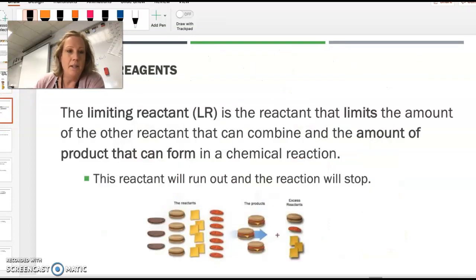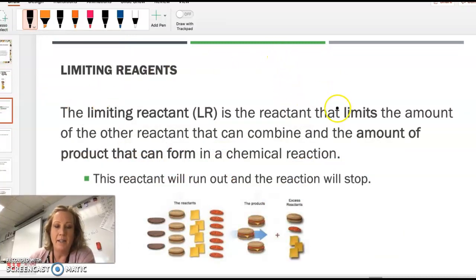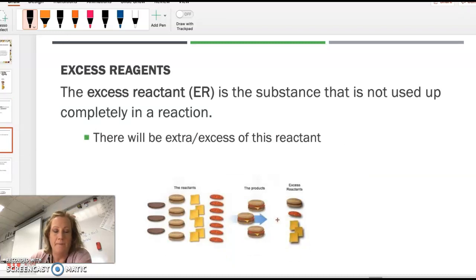So a limiting reactant is, like I was saying, the one that you'll run out of and it'll cause the reaction to stop. All calculations are based on that limiting reactant for stoichiometry. And I'll show you guys how that works in just a second.